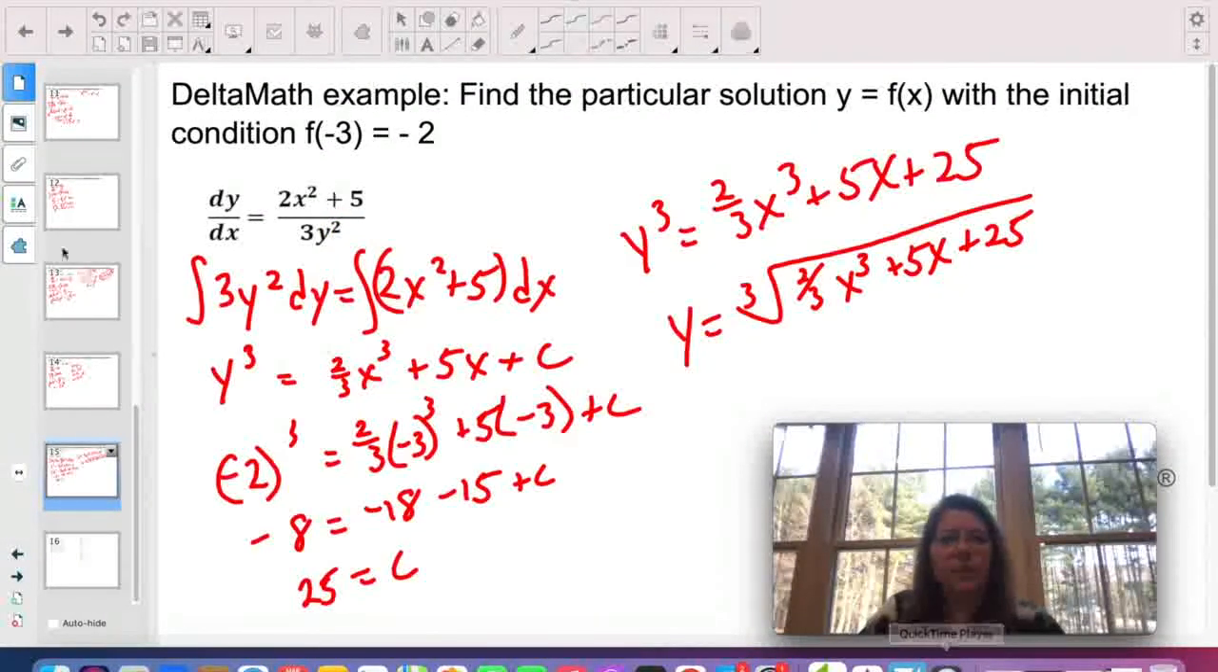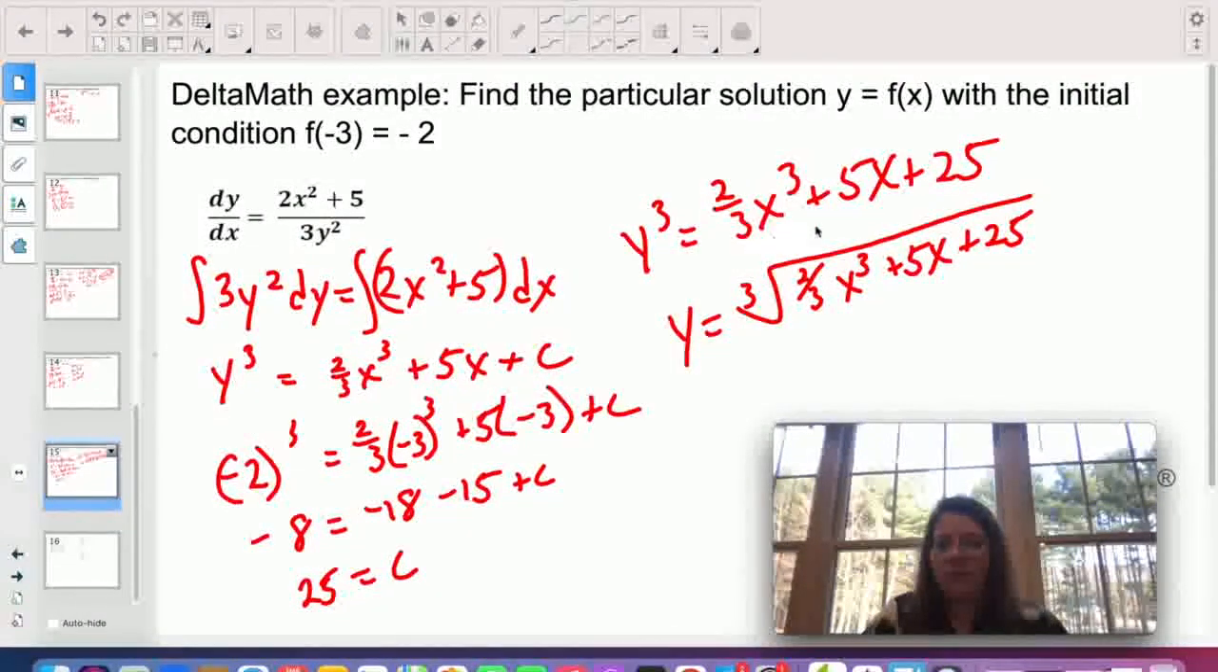So for this one, I first separated the variables. I put the 3y squared with the dy, and the 2x squared plus 5, I moved the dx over. I integrated both sides. This is a simple integration. This is y cubed equals 2/3 x cubed plus 5x plus c. Then I plugged in the ordered pair. I plugged in negative 2 for y, negative 3 for x, and when I did that, I was able to find c equals 25.